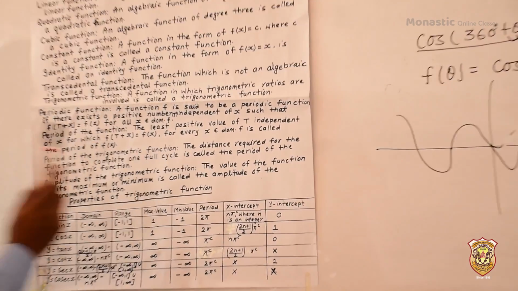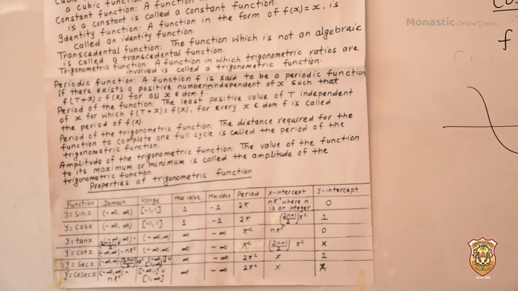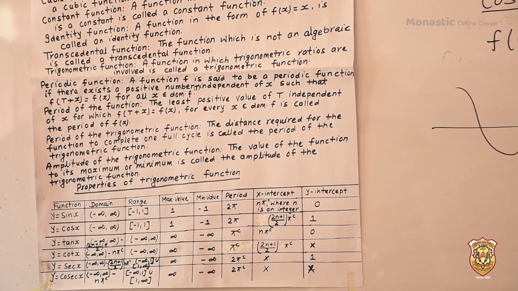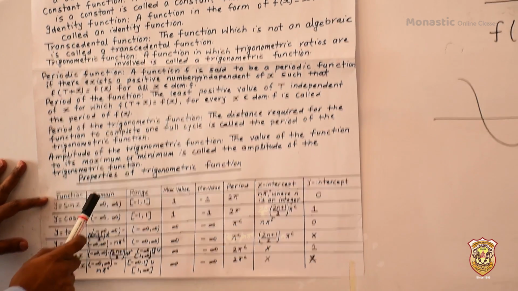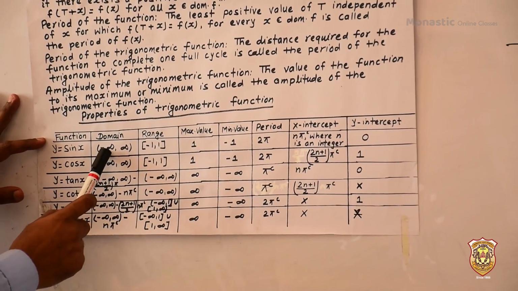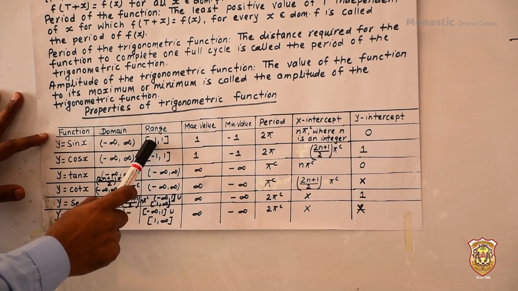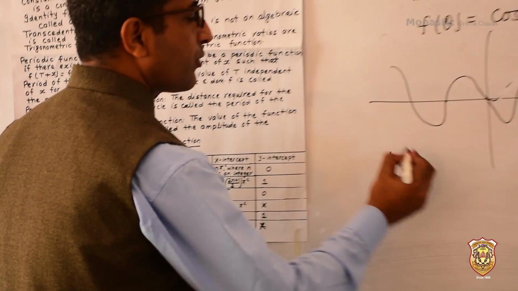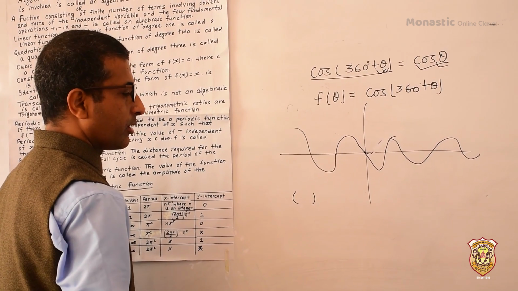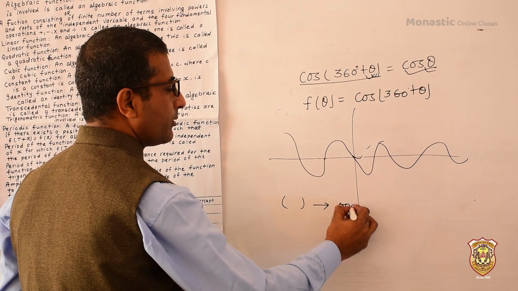In trigonometric functions, you have to remember this chart. Nowadays, 1 mark questions are also asked, and these things can be asked frequently. In the sine function, the domain is minus infinity to infinity. The range is -1 to 1. What's the meaning of this type of interval? That is called an open interval.